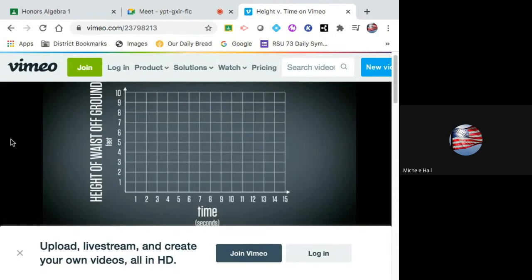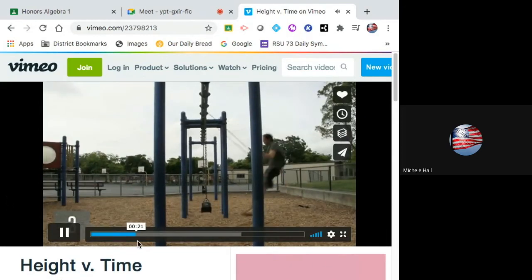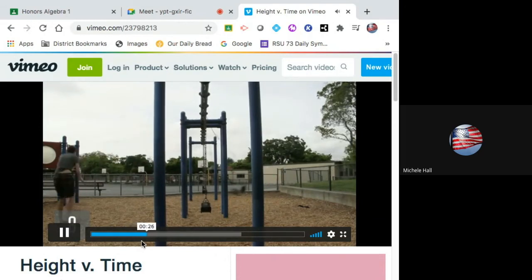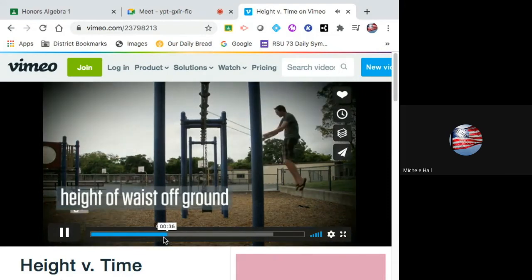I'm going to play this many times, so you're not going to catch it the very first time. The first time we'll just watch it in regular motion, and then after that I'm going to play it in slow motion. So you're looking at his waist. You're going to make an educated guess, so half speed.